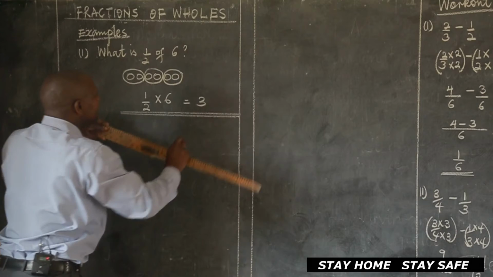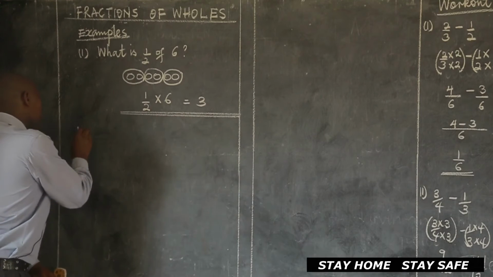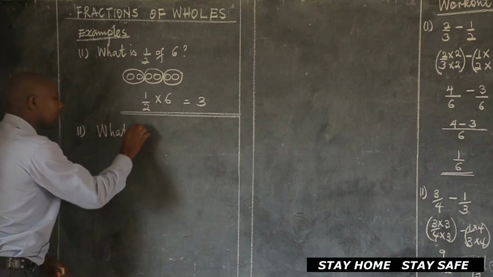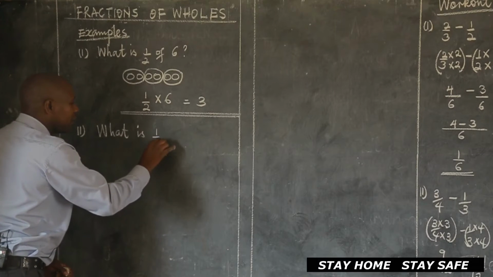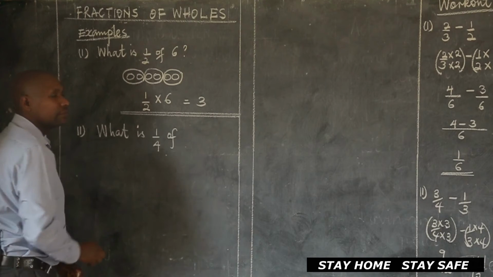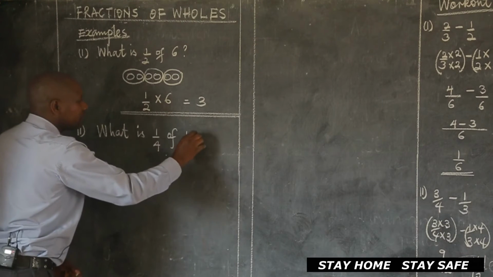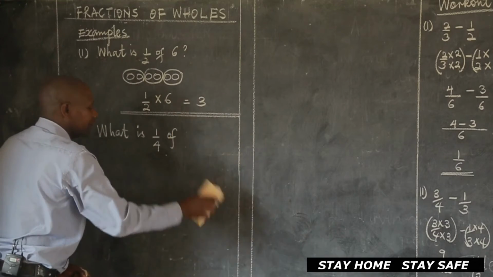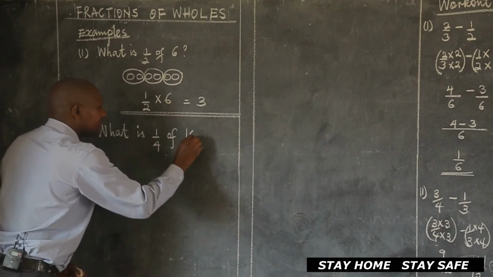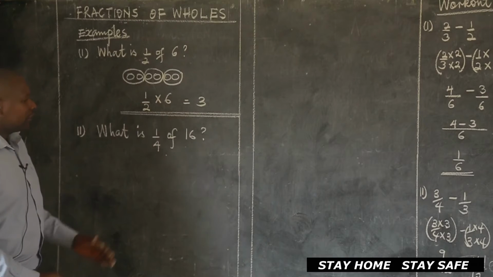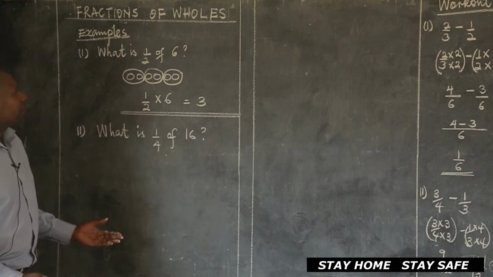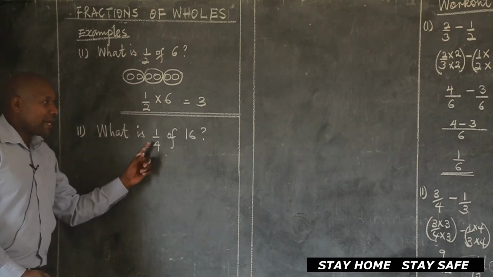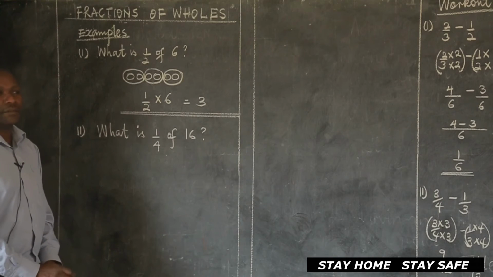Should I give you another simple one? Assume we have been given, let's say, a quarter of 12. Let me choose another one: a quarter of 16. What does this one tell us to do? They're asking how many groups of 4s can we have in 16 objects?